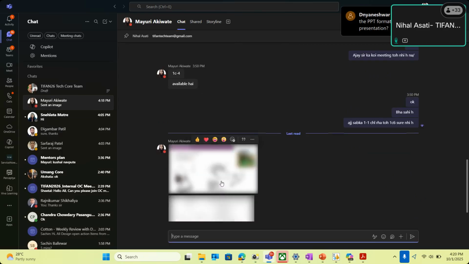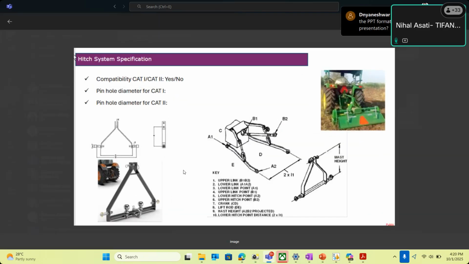So maybe I'm sharing one picture. Mayuri just shared it with me. This is the picture which shows what exactly Cat 1 and Cat 2 mean. This is a rotavator equipment which is attached to a tractor where we have this top linkage along with the left and right attachments, which help in lifting the equipment, along with the adjustment for the ground. When it is properly placed, you need to maintain the slope with respect to the ground.